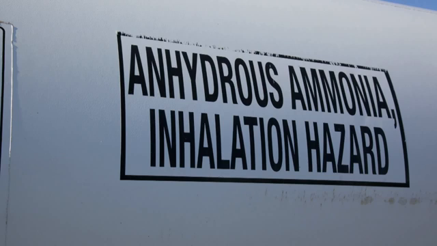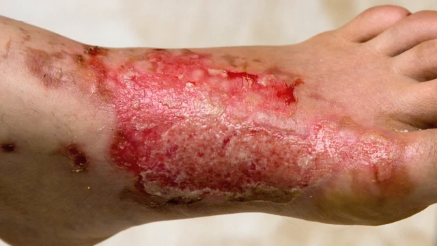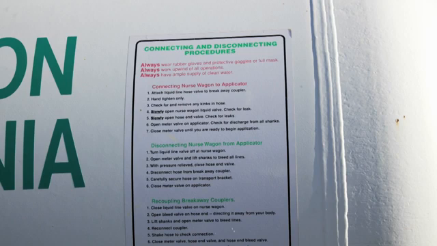Anhydrous ammonia injures human tissue by freezing. Also, because it's a strong alkali, it can cause painful skin burns and damage to the eyes and respiratory tract. Only trained individuals wearing personal protection should handle and apply anhydrous ammonia.